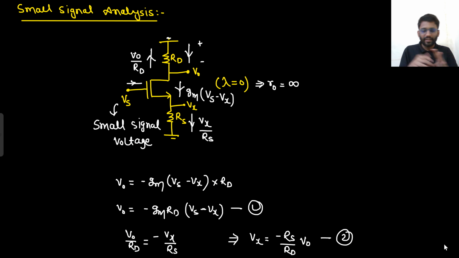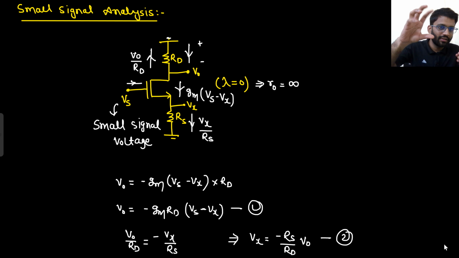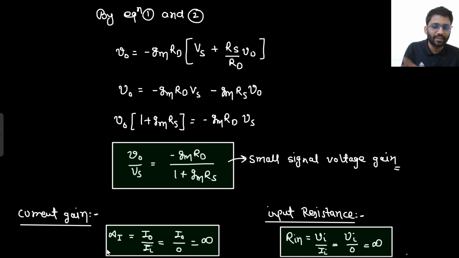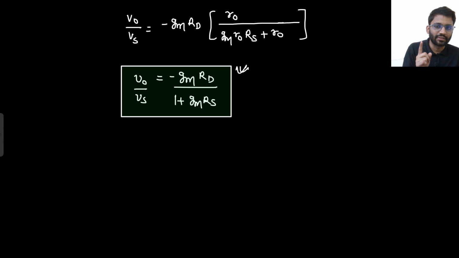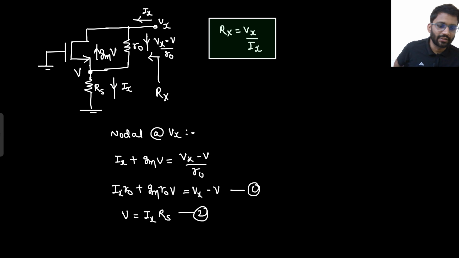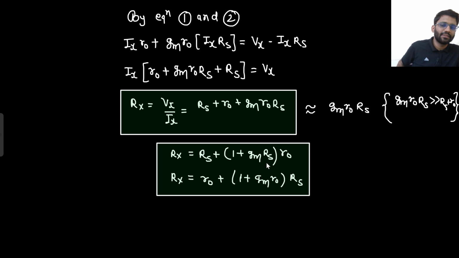So I hope you are getting comfortable with the amplifiers, common source amplifier. First we studied common source amplifier, then we saw what was the problem with that. The gain was depending on ID. So then we studied diode connected load, then we studied this common source amplifier with degeneration and the small signal analysis. What was the gain we were getting? Minus Gm Rd upon 1 plus Gm Rs. Input current gain was same, input resistance was same. The problem was with output resistance. So we calculated the output resistance, that was Rs plus R naught plus Gm R naught Rs. Well and good.